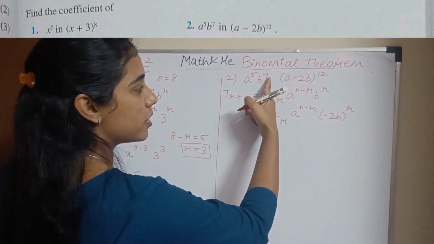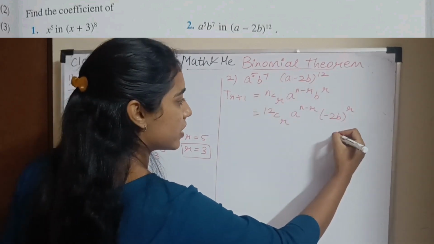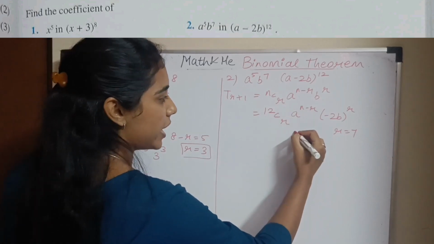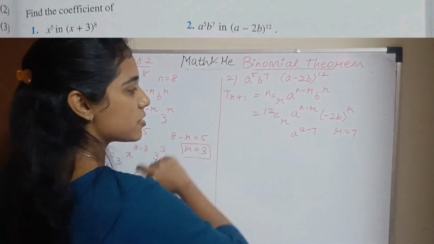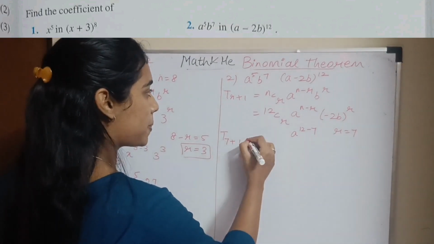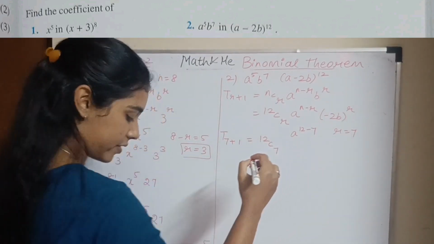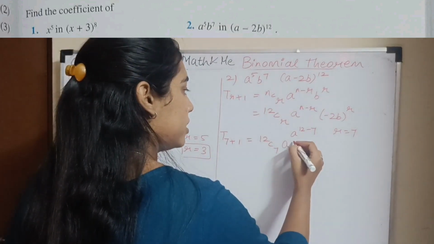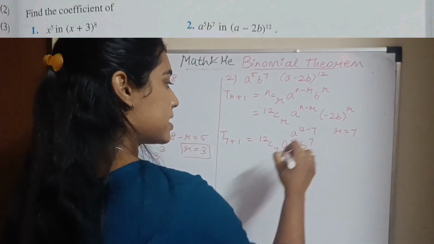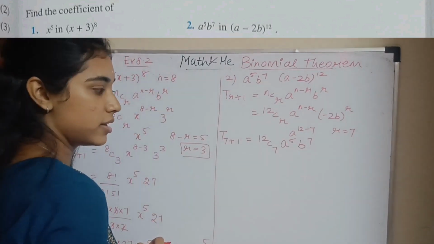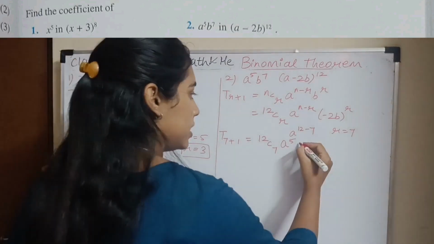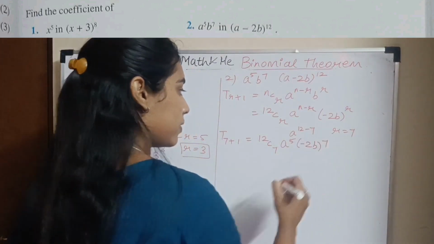So I need the power of r to be 7. So r equals 7. Let us check if it satisfies here. So a to the 12 minus 7, which is 5. So my r is 7. So T of 7 plus 1 equals 12C7 of a to the 12 minus 7, which is 5, times b to the 7. That is the required coefficient, right? So what is my b? It is minus 2b. Minus 2b the whole power 7.